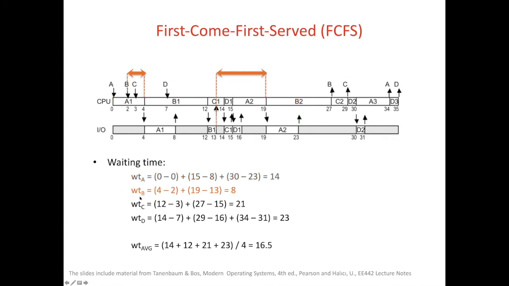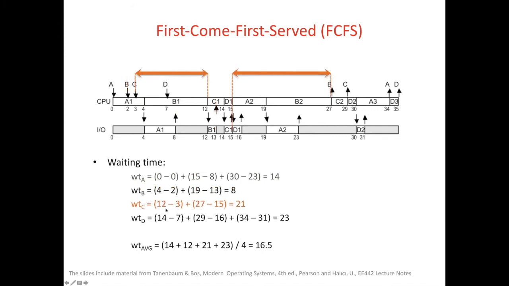The waiting time for process B is similarly calculated. It enters the ready queue at 2. It is chosen for execution at time 4. So the first term is 4 minus 2. Here B finishes its first I/O and enters the ready queue the second time. It is chosen for execution at 19. So the difference is 19 minus 13. If you consider all the terms, the total is 8.